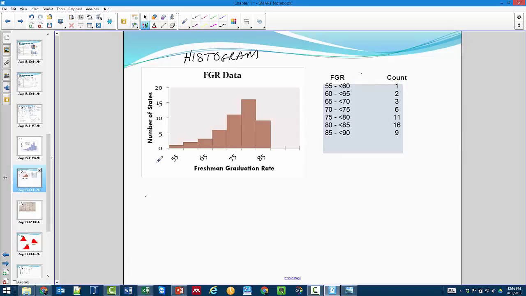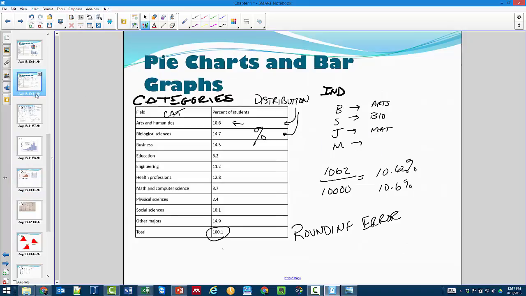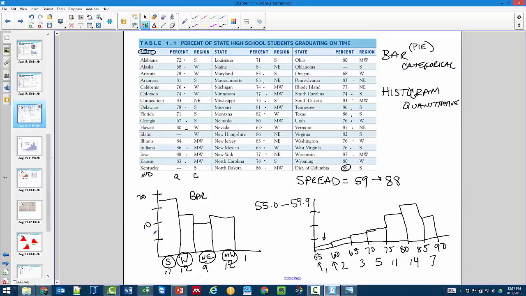You can usually tell a histogram because down here we have numbers as well as up here, as opposed to some of the bar graphs that we had before. When we were making a bar graph, we had labels like categories as opposed to numbers. So remember, category versus quantitative, that's the difference between the bar graph and the histogram.